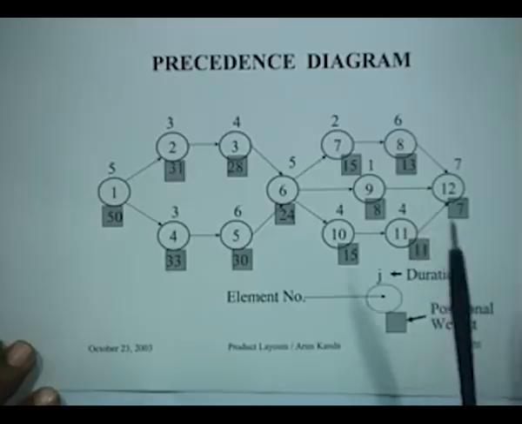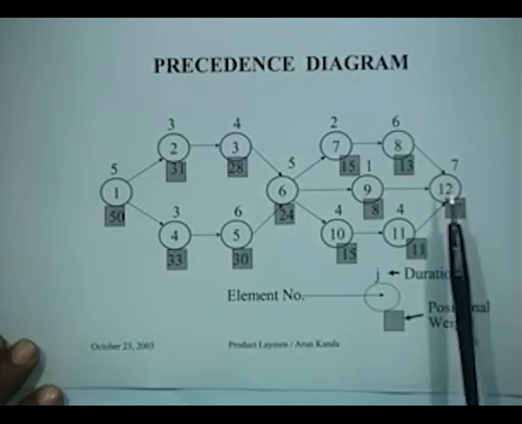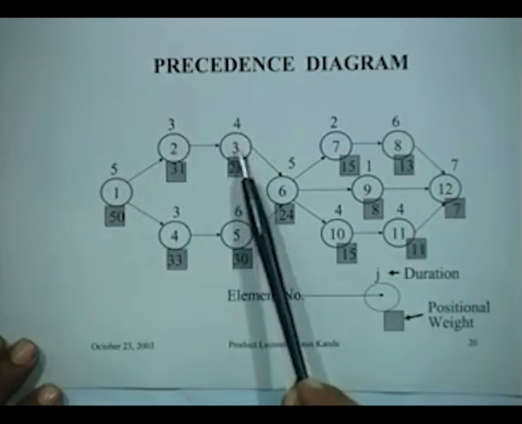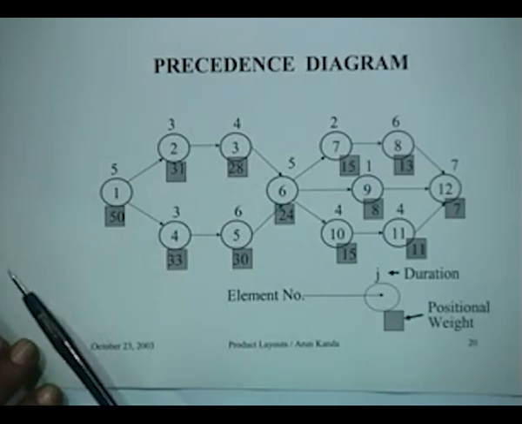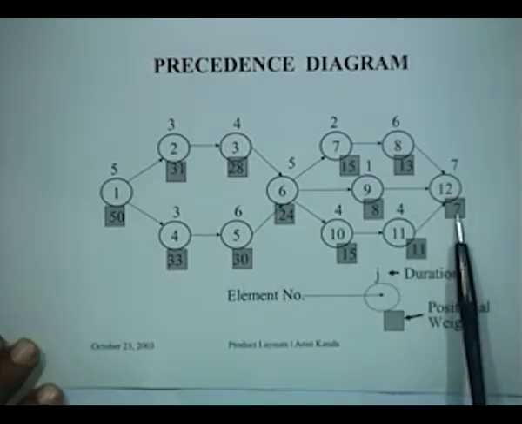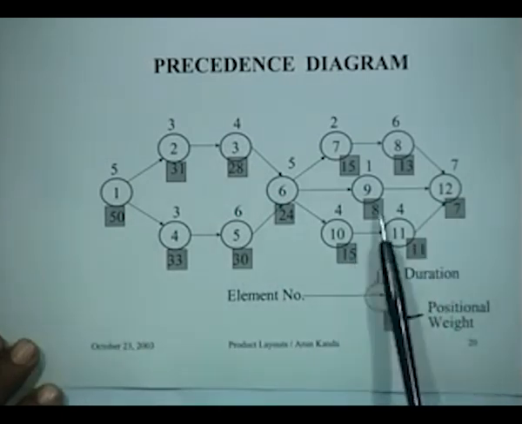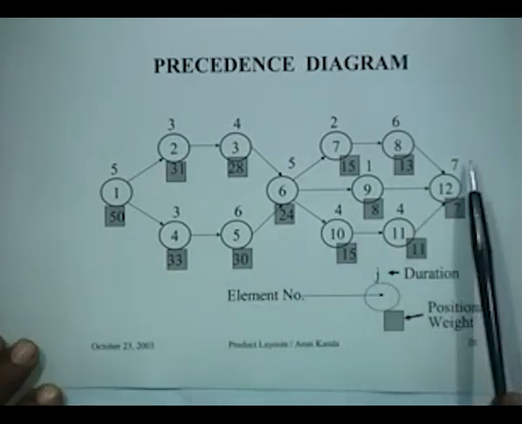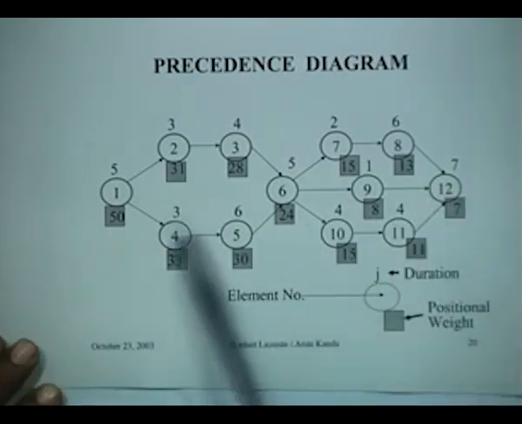What you notice in this precedence diagram is it's the same precedence diagram that we had. The times are shown on top of each operation, but the figures that are available in the squares at the bottom are the positional weights. Now let's look at them. You start calculating the positional weights from the back.